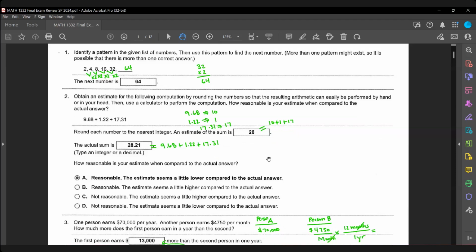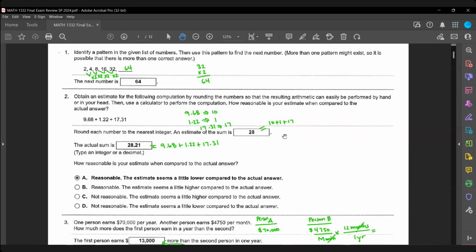For example number 2, it seems like we're doing a computation and we would like to use our rounding techniques that we talked about at the beginning of class. And then we also want to find the exact sum and then look at the difference. When I look at the estimate, I rounded each one of these numbers. Notice that 9.6868, I rounded to 10. The number 1.22 rounded to 1. And then the number 17.31 rounded to 17.